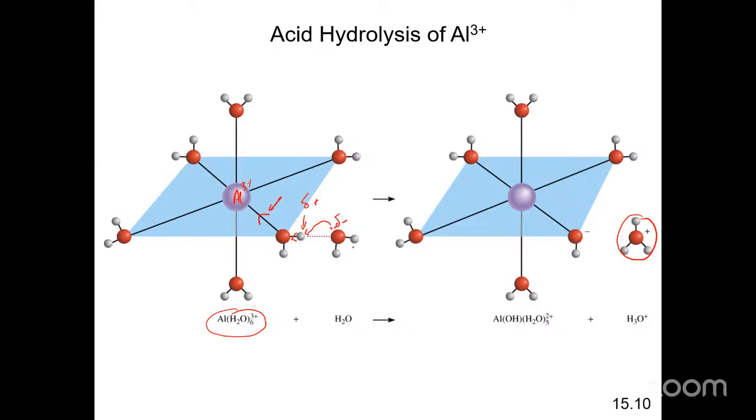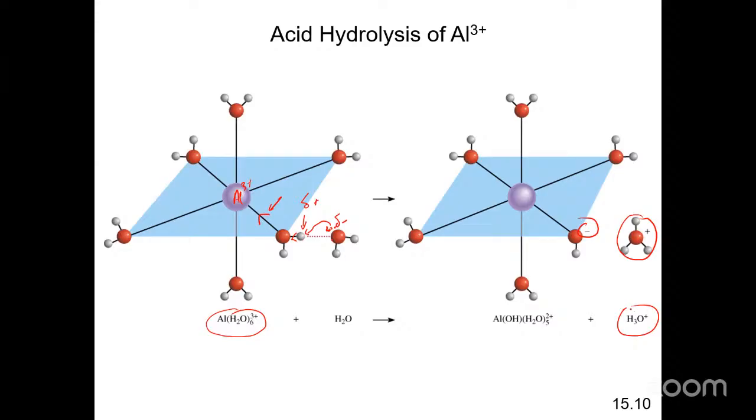A negative charge, which is shown right here, will remain on the oxygen, right? So therefore, as a result of the increase in the concentration of the hydronium ion or H+ ion, the resulting solution is going to be acidic, all right?